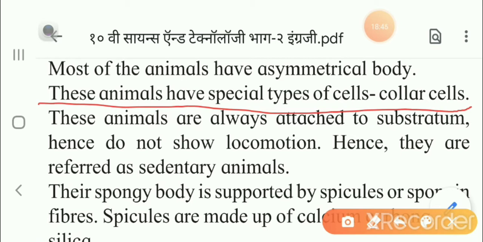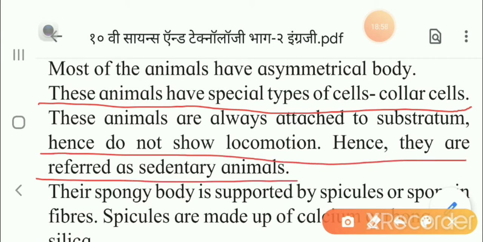That is why they do not show locomotion. Locomotion means motion of the body. Hence they are referred to as sedentary animals. So this is a very important point. As they don't show locomotion or motion of the body, they are called sedentary animals. That means they don't move from one place to another place.